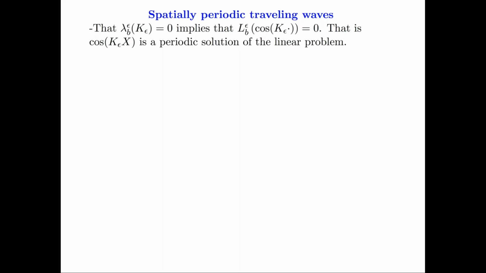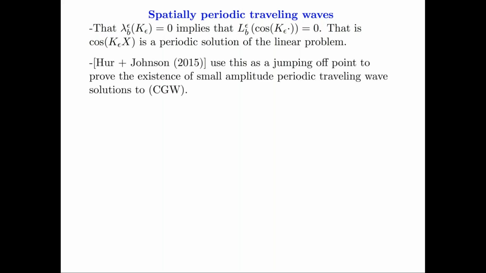So there's a whole issue here about what function space you're dealing with. Another point of view on this is that what I just said is that cosine k epsilon x is a periodic solution of the linearized problem. The linear problem was L epsilon phi plus phi squared equals 0. If I linearize that, I get L epsilon phi equals 0. So this thing that's giving me my surjectivity issue is also telling me that there are periodic solutions, at least for the linear problem.